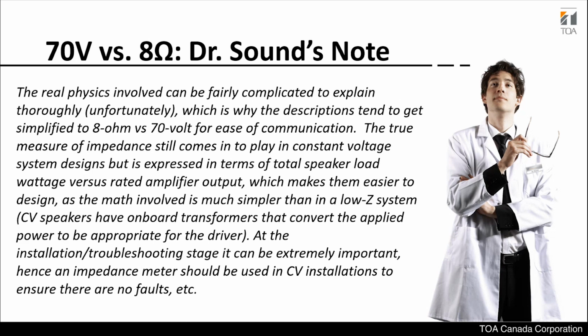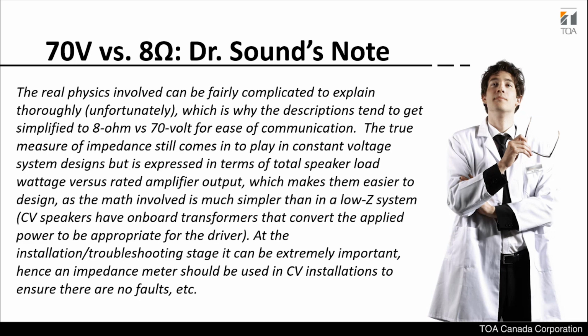The real physics involved can be fairly complicated to explain thoroughly, which is why the descriptions tend to get simplified to 8 ohms or 70 volts for ease of communication. The true measure of impedance still comes into play in constant voltage system designs, but it's expressed in terms of total speaker load wattage versus rated amplifier output, which makes them easier to design, as the math involved is much simpler than low-Z systems. Constant voltage speakers have onboard transformers that convert the applied power to what is appropriate for the driver.